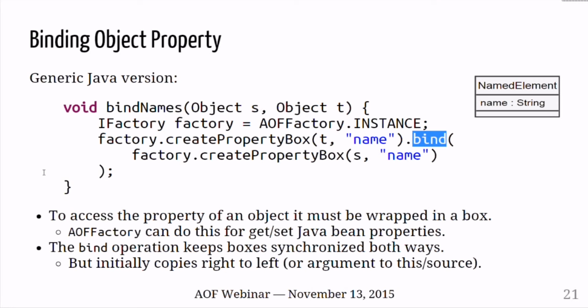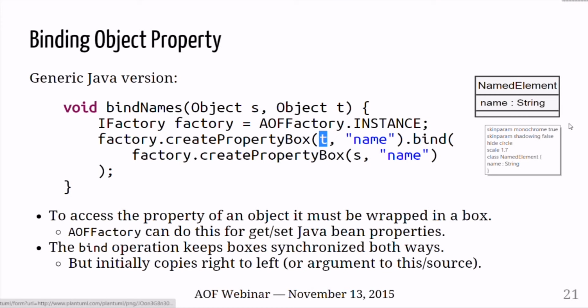The thing to remember about the bind operation is that it initially performs a copy from right to left, or as a method from its argument box to its source box. So here it will copy initially from S to T. Which means that when you have a transformation, typically this will be the forward direction. Of course, in some contexts, it may not be appropriate to bind in this direction, and then you can bind in the other direction.